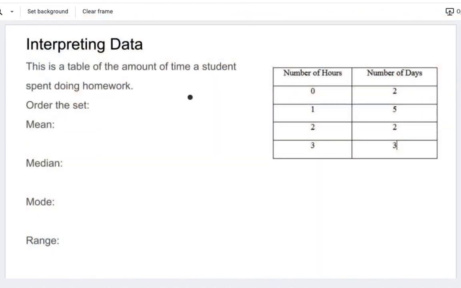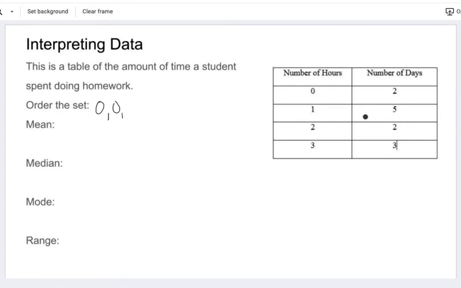Hey mathletes, so in this lesson we're going to look at finding mean, median, and mode from a table or graph. So over here we have a table of the number of hours students spent watching TV and the number of days that happened. So we have 0, 1, 2, 3 hours, and so 0 hours happened twice. So we'd have 2 zeros.